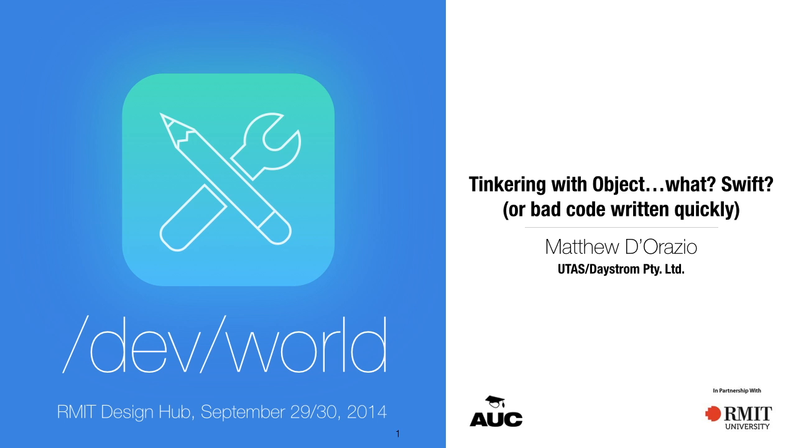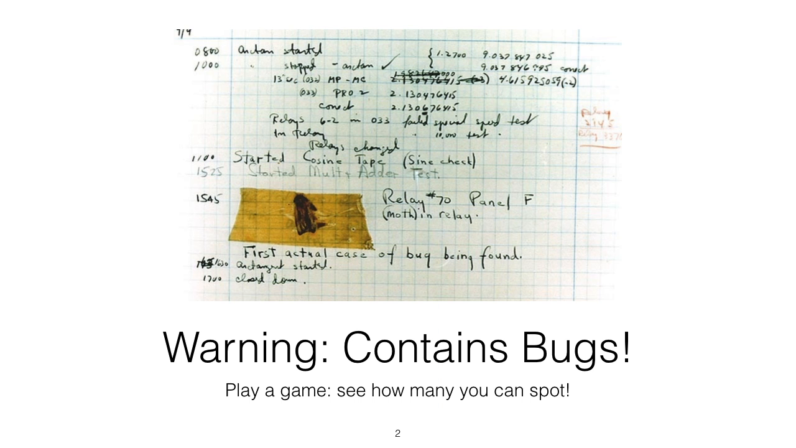This talk was originally titled Tinkering with a... Yeah, okay, this new thing, Swift. Also known as Bad Code Written Quickly. So, first off, a warning, this talk contains bugs. Feel free to yell out and complain about them. I know they're there. There were some issues. So, play a game, see how many you can spot.